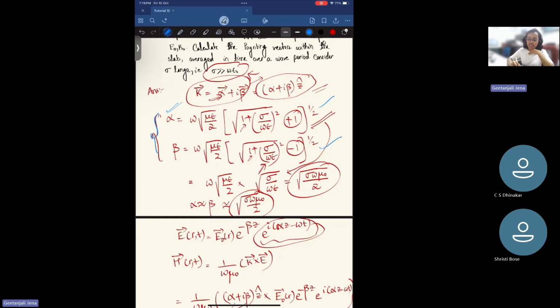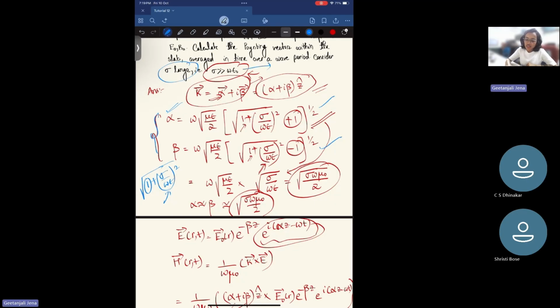And it is also given that sigma is much, much greater. So that means when you have square root of 1 plus sigma by omega epsilon square, this factor will dominate over 1, right?